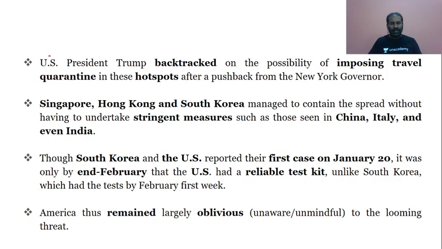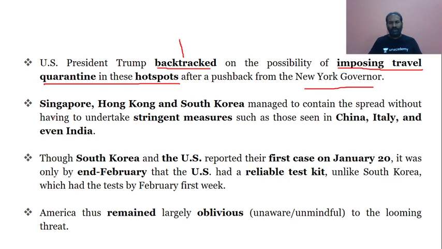And the next is in regards to US President Donald Trump, who has backtracked. This is very important. He has backtracked on the possibility of imposing a travel quarantine in these hotspots after a pushback from the New York governor. That means initially he was not for going ahead with the travel quarantine, that is restricting the travels. But later on, the New York governor said it is the need of the hour to restrict travel or air travel or movement, and that has put the US president in the backtrack, that there is a need to go ahead with the travel ban or travel quarantine.